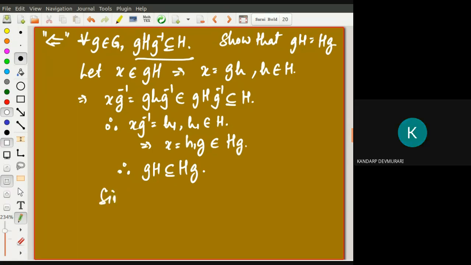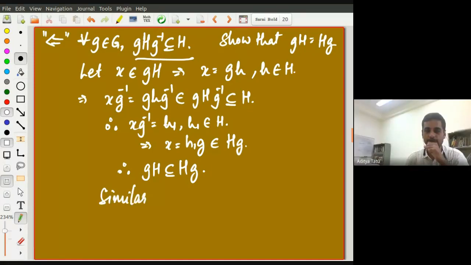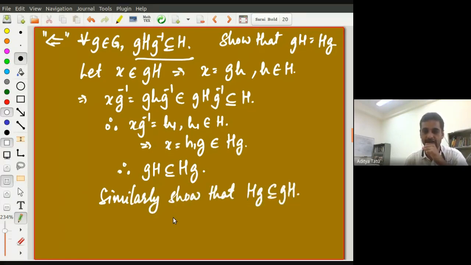So assume you can prove HG is a subset of GH, which implies, and this is of course for every G, therefore H is a normal subgroup of G.